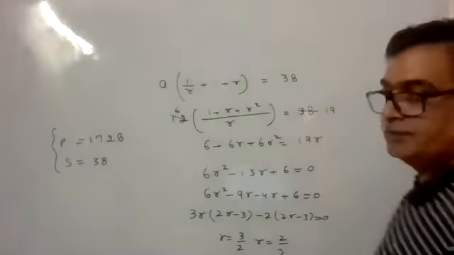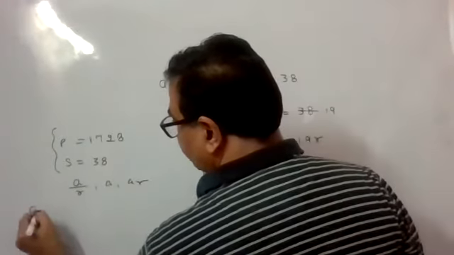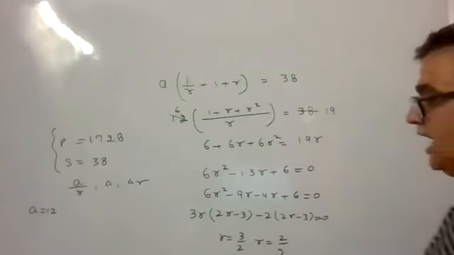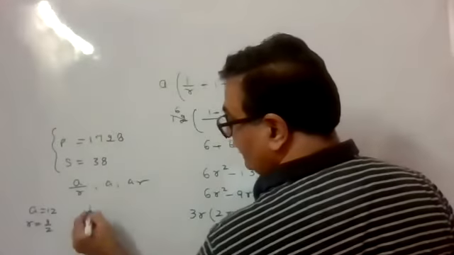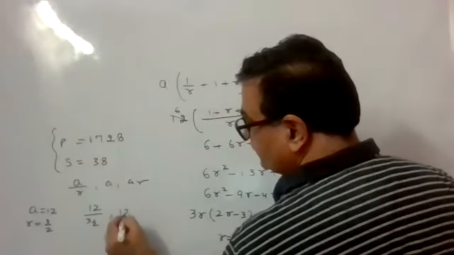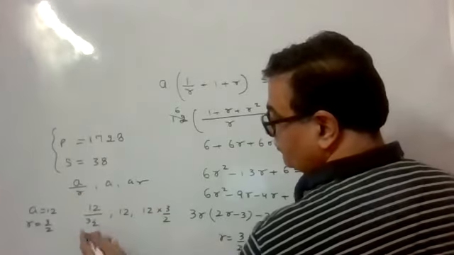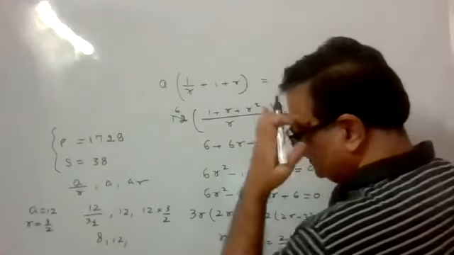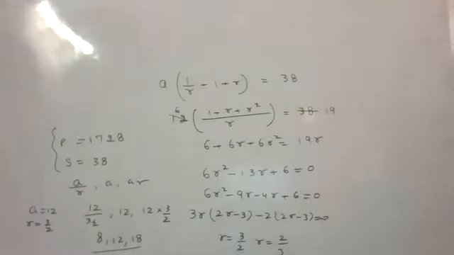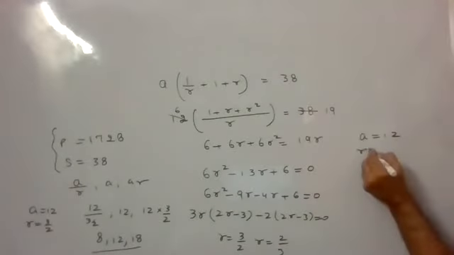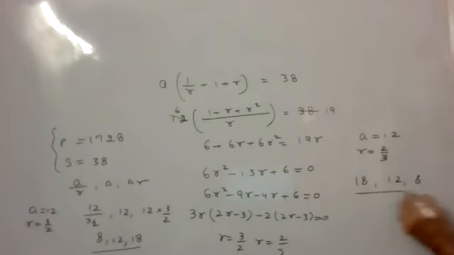What is A? 12. So what the numbers are? A by R, A, AR. A is clearly given 12. R I am taking 3 by 2. Then it will be 12 by 3 by 2, which is 8, then 12, then 12 into 3 by 2, which is 18. So 8, 12, 18. And when you take R as 2 by 3, it will reverse: 18, 12, 8.